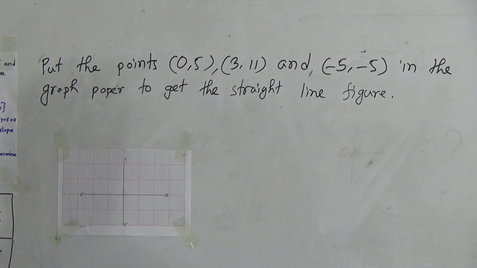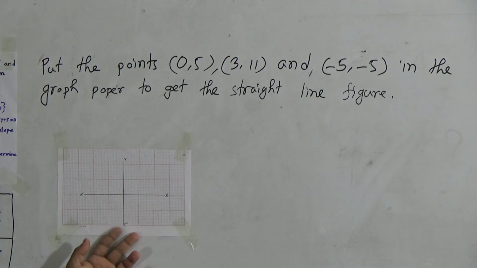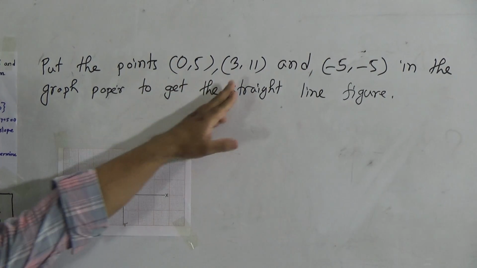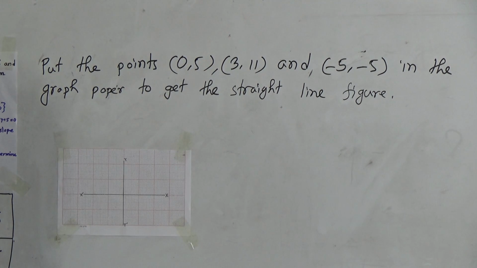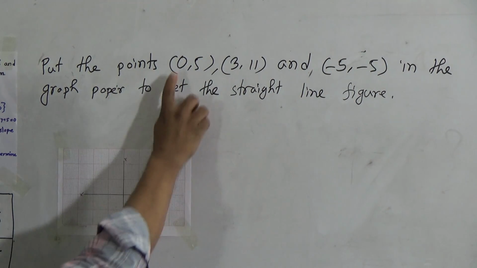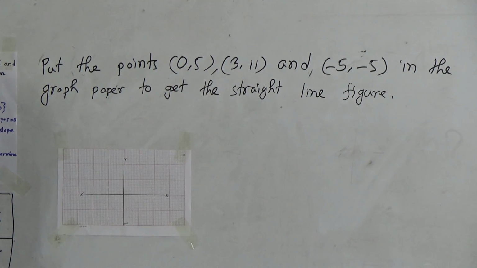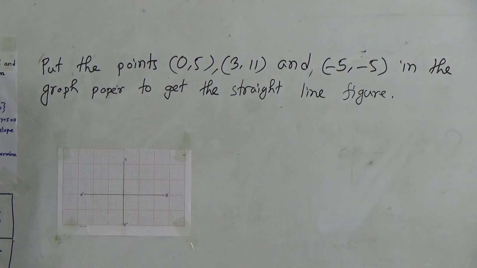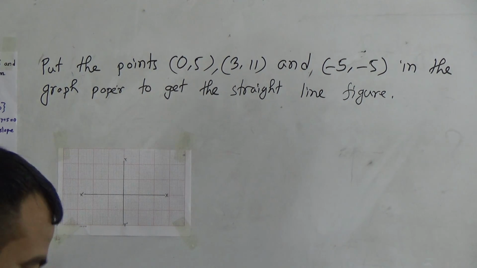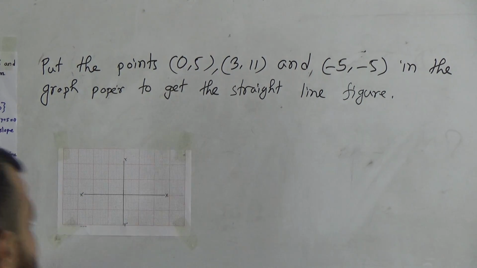Now we will put in this graph the point (0, 5), the point (3, 11) and (minus 5, minus 5). My dear students, look very carefully and mark these points. 0, 5. Where is (0, 5)? My dear students, this is the x-axis and this is our y-axis. We should put these values this way. It's (0, 5).